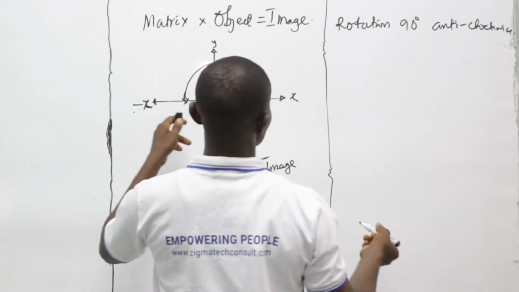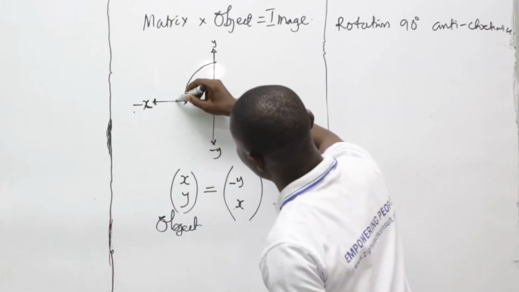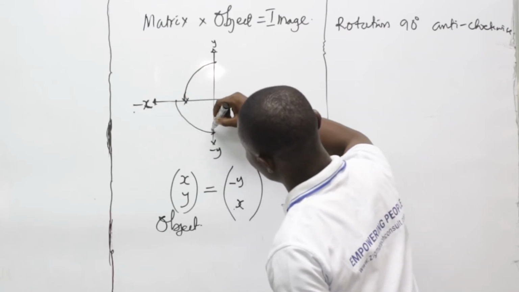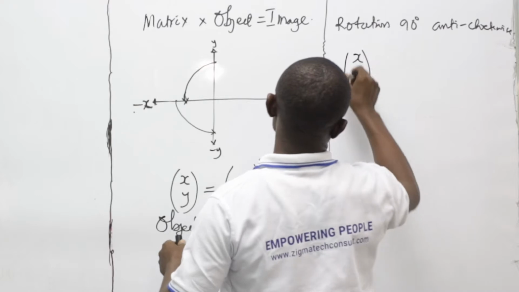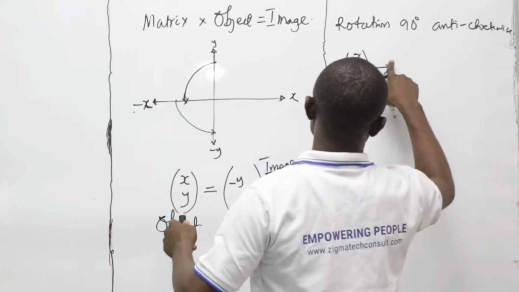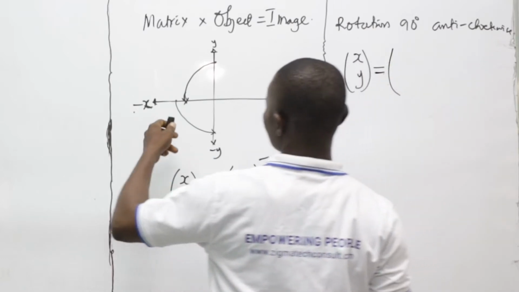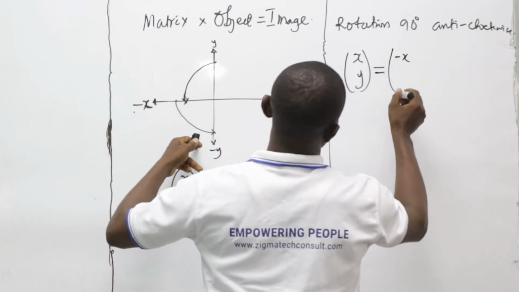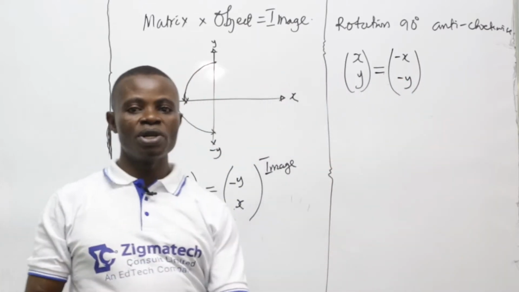Thinking about 180-degree, this same point, you move from here, this is 180, you move this way. Meaning object equals image. What's the image? The starting point is minus x, the ending point is minus y. We don't have any problem with this.